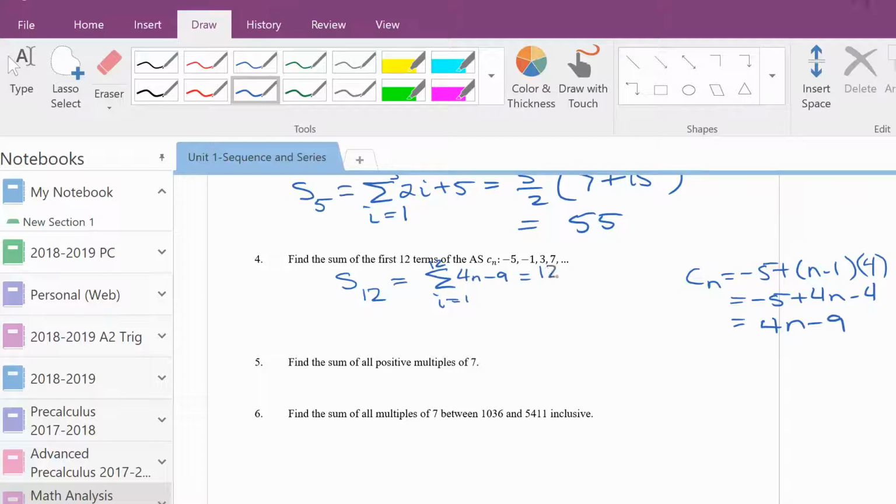So the number of terms is 12. The first term was -5, but now we need to know the 12th term. So to find the 12th term, we go 4 times 12 minus 9. So it's equal to 39. And then we multiply. So 6 times 34 gives us 204.